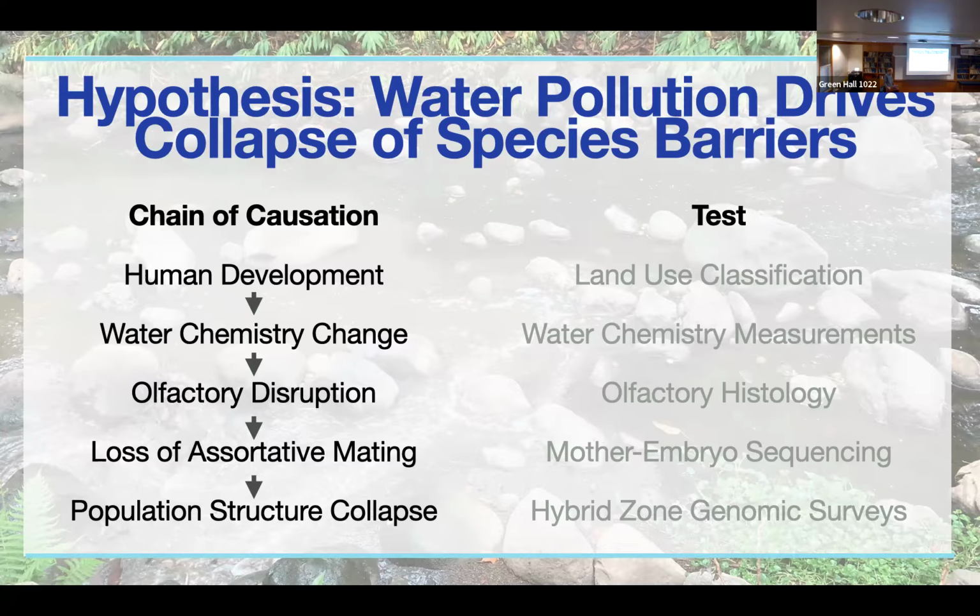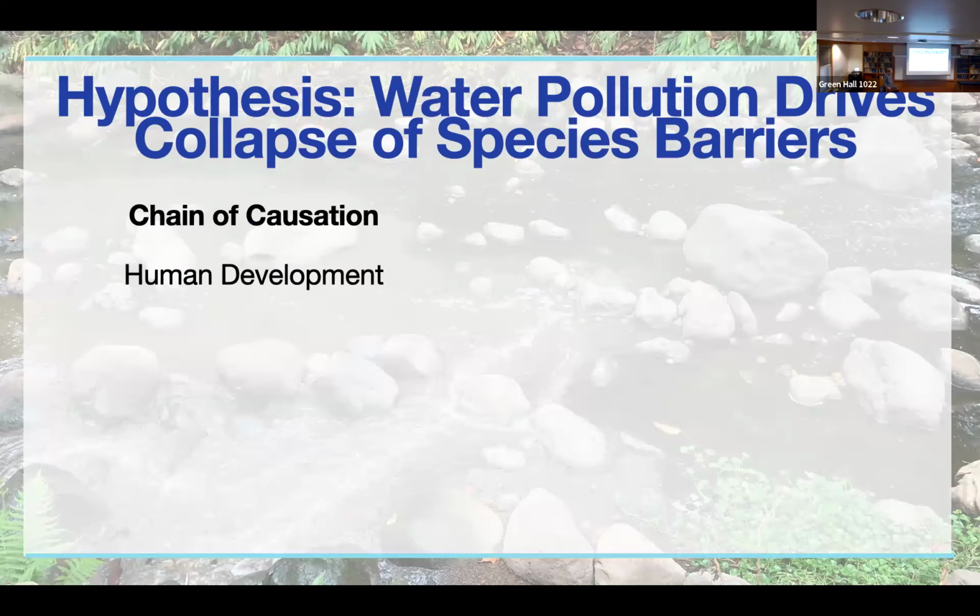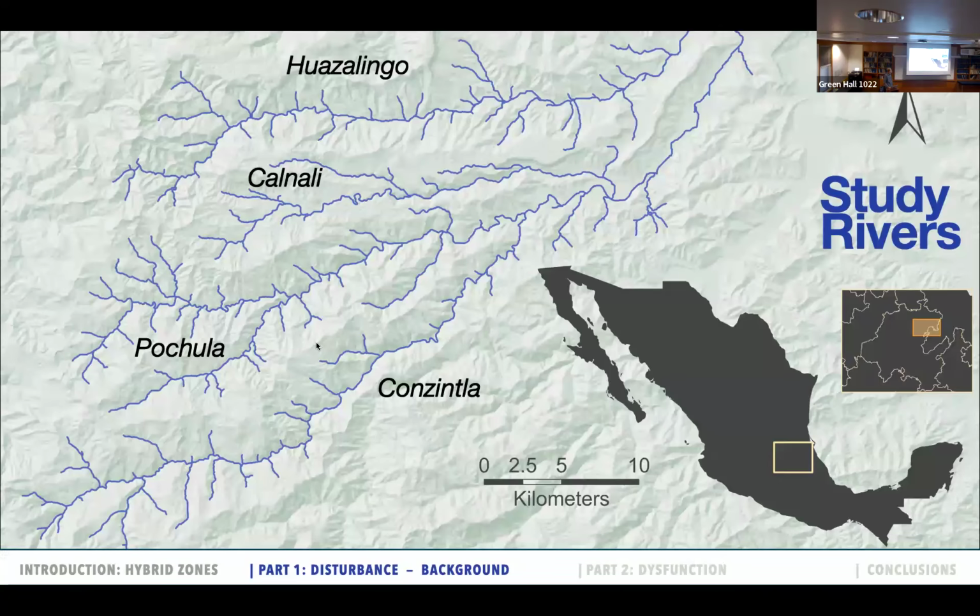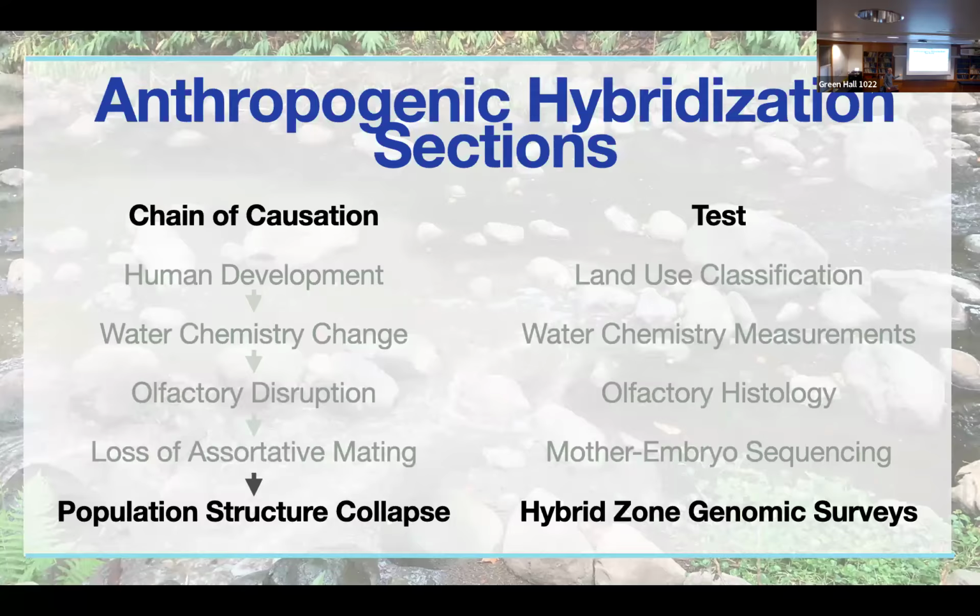And I did this process in 4 rivers. 4 different rivers, all within the Rio Atlapexco drainage. The Huasalingo, the Calnali that I just talked about is our central river, the Pochula and the Concitla. So we're hoping that these are not just demographically isolated, but also different in their anthropogenic impact, such that we might be able to relate variation in anthropogenic environmental differences to differences in the other downstream processes that we're hoping to see. So to start with, are there hybrids or not?